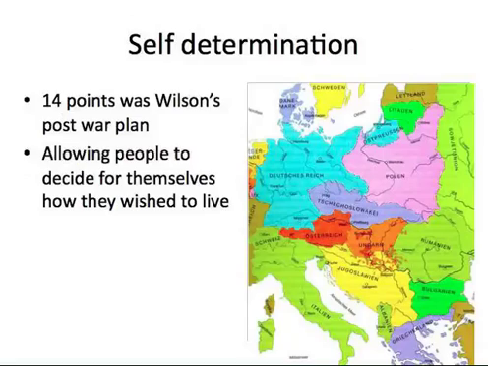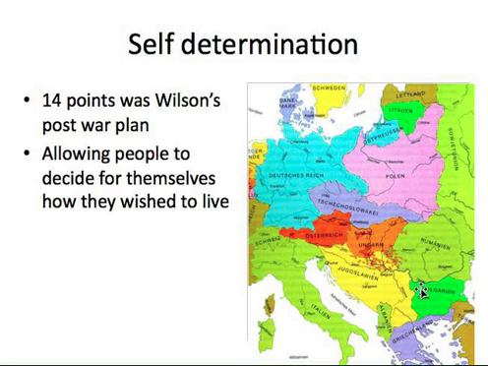So, at the end of the Great War, the plan that was going to help end the war or create the peace treaty was called the 14 points, and that's from your reading. And that's Wilson's post-war plan. One of the major elements of that plan, as you will see from the map activity, is self-determination. You basically want to allow people to decide for themselves how they wish to live.